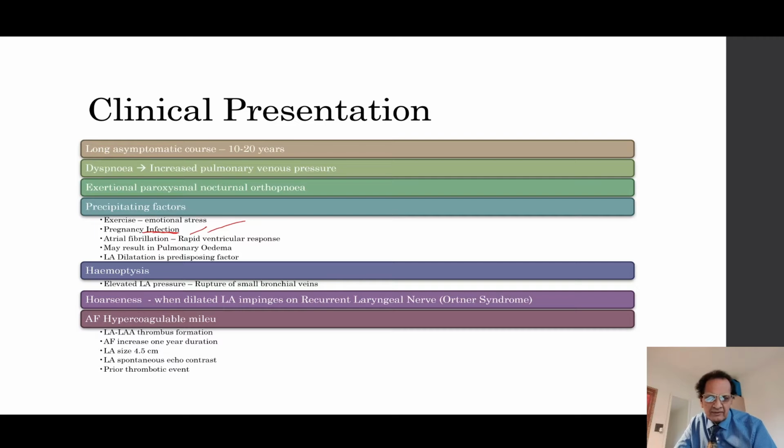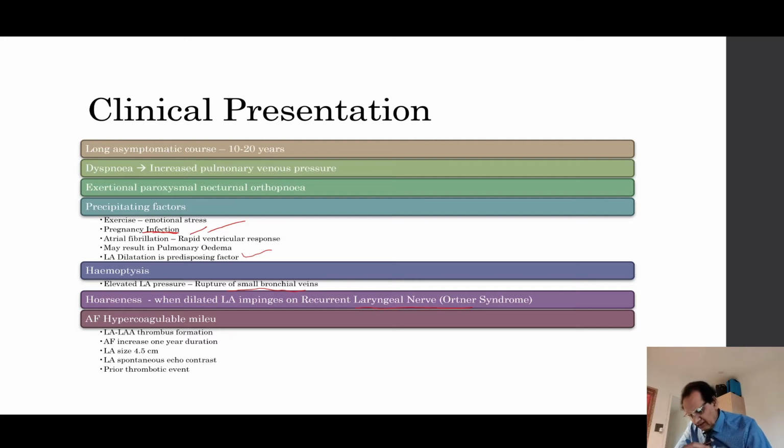First time the females present during the pregnancy, when there is a hyperdynamic circulation and the gradient increases and pulmonary edema develops. So early dilatation and these things are the predisposing factors. Hemoptysis can occur because of the rupture of the small bronchial veins. Hoarseness because of the compression of the recurrent laryngeal nerve. This is known by a fancy name, Ortner syndrome.